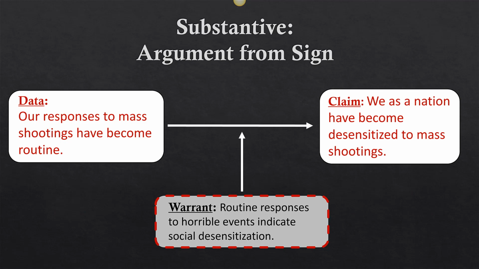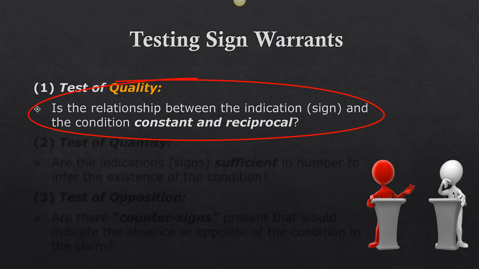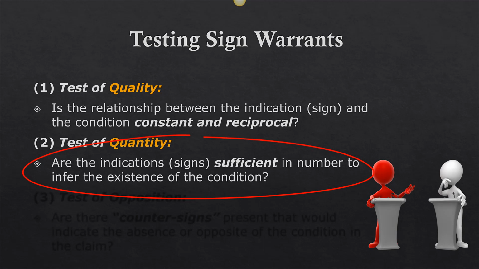Okay, so if we see how the sign argument works, now let's get to how do you evaluate an argument like this logically? So let's go to our tests. The test of quality for a sign argument is the relationship between the indication or the sign and the condition: constant and reciprocal. In other words, when you see smoke, will you always see fire? When you see fire, will you always see smoke? The test of quantity. Are the indications or signs sufficient in number to infer the existence of the condition? Do we have enough clues? Do we have enough symptoms or observations so that we can draw a conclusion about this unseen condition with some confidence?